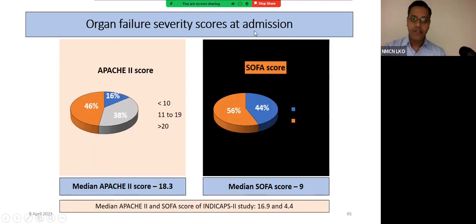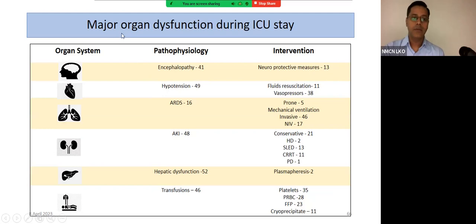Organ failure severity score at admission. Median Apache score was 18.3 and median SOFA score was 9. Median Apache 2 score and SOFA score of the INDICAPS 2 study was 16.9 and 4.4 respectively. Major organ dysfunction during ICU stay.